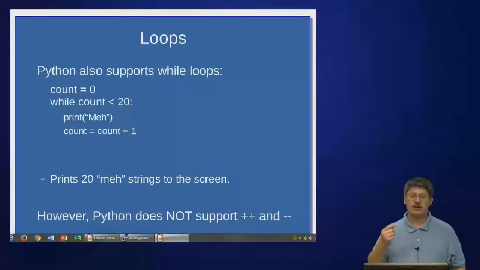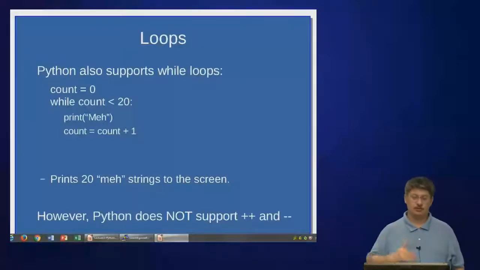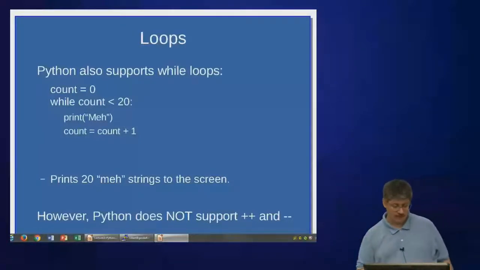So count will be 0, and it will print meh. It'll add 1, so count will become 1. It'll check if count is less than 20. It is. So it'll print meh again. Then it'll add 1 more to count, so count will become 2. And it'll repeat until the count becomes 20, and then the loop will stop. So this will print 20 meh strings to the screen.